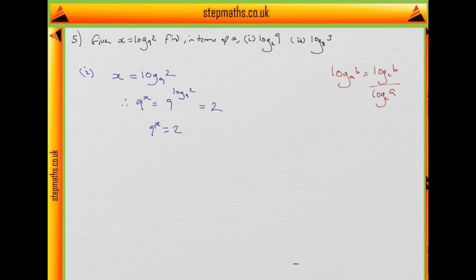Okay, we want log base 2 of 9, so I want to take log base 2 of both sides. So we get log base 2 of 9 to the x equals log base 2 of 2. Well, log base 2 of 2 is 1. So therefore we have log base 2 of 9 to the x is 1. And we know that a power comes down the front with logs, so this implies x times log base 2 of 9 is equal to 1, or that log base 2 of 9 is equal to 1 over x.